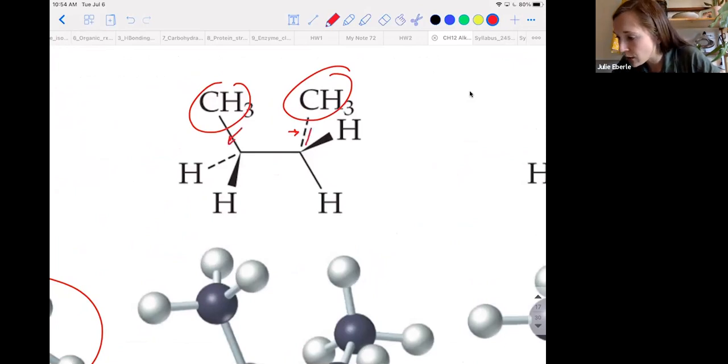So this one would be pointing backwards, and this other CH3 would be pointing forwards. A straight line or a wedge line is pointing forwards. A dashed line is pointing backwards. So they're still a little bit spaced out because of that, just spatially.